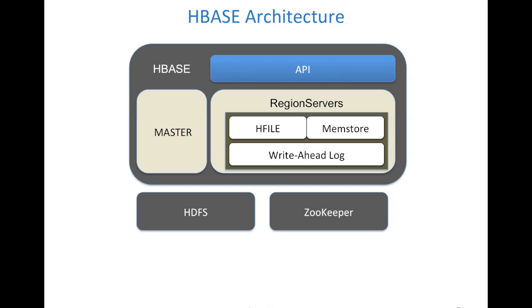Within the region server you have the file systems, which are the HFiles. You have the memory storage and the write-ahead logs. We'll talk more about these when we cover the details of how data is written. ZooKeeper is an important component. It bootstraps and coordinates a cluster, and without ZooKeeper there is no cluster.